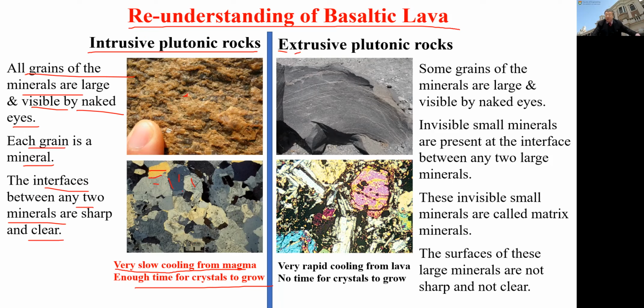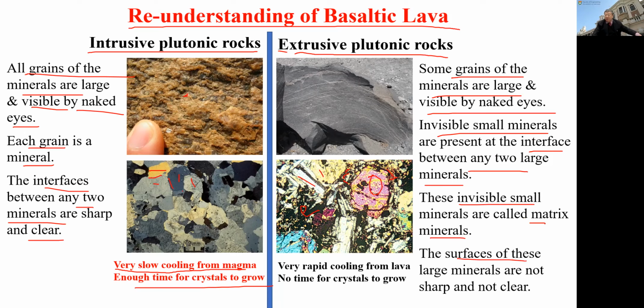But for this extrusive rock, like basalt, you can see the mineral here, very nice mineral, but inside here, lots of very invisible minerals. Some grains of minerals are large and visible by naked eyes, like this one here and this one here, but invisible small minerals are present in the interface between any two large minerals. This very small one here cannot be observed. Those invisible small minerals are called the matrix, okay?